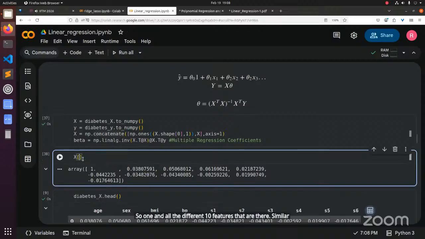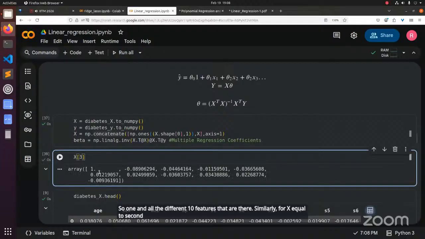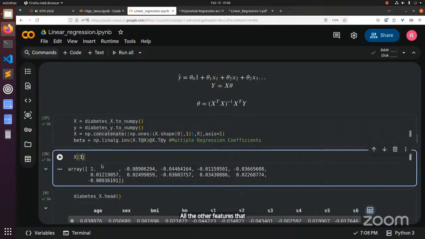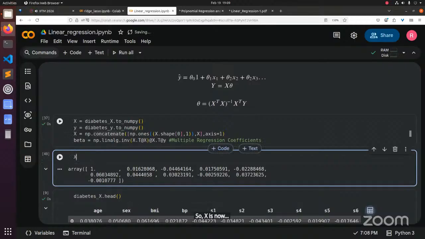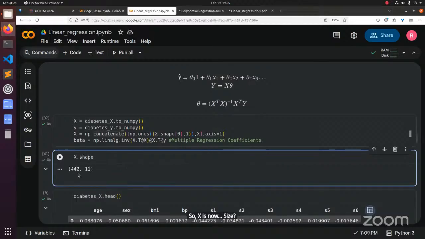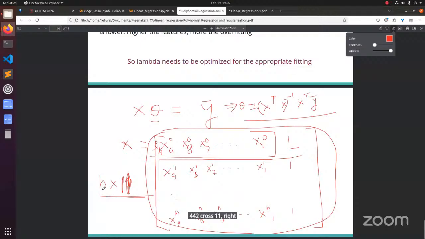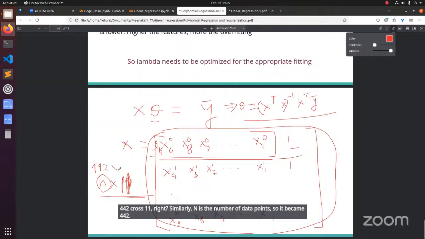Similarly, for x equal to the third person's features, you will see 1 and all the other features that are there. Similarly, for say the 100th person, you will see 1 and all the 10 values: 1, 2, 3, 4, 5, 6, 7, 8, 9, 10. So all the 10 features and an additional 1 that we have to add. So x is now size 442 cross 11, where 442 is the number of data points.